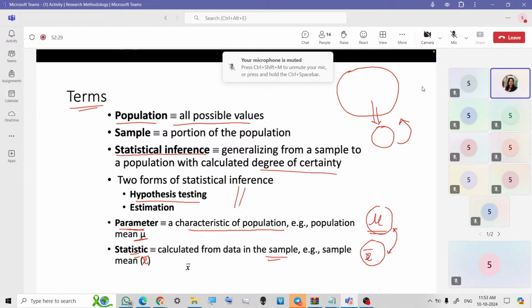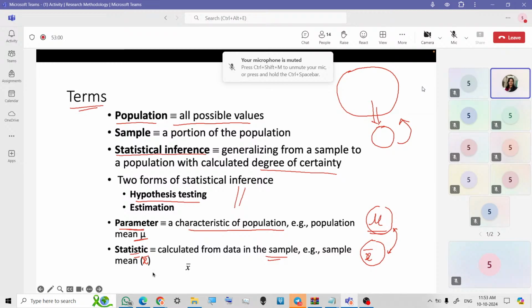Then there are two important terms which are very essential to understand hypothesis testing. One is called a parameter, and the other is called a statistic. When I'm talking about a parameter, it actually signifies the population. So the mean, with mu as the symbol for it, while a statistic is basically represented by x bar, the mean of the sample. So in a way, it represents the mean for the sample.